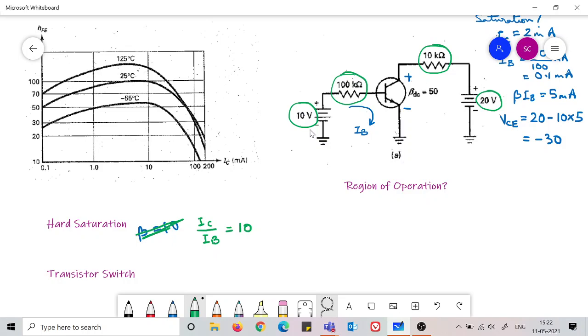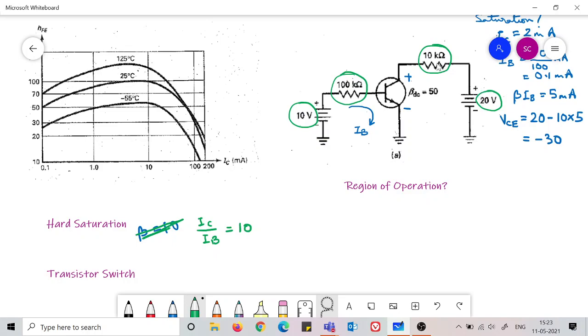By regulating or changing the input side voltage, it is like an electrical switch for the output circuit. It behaves as an electrical switch for the output circuit. So this is a switch which is connected with this output circuit. The output circuit is triggered by this voltage.